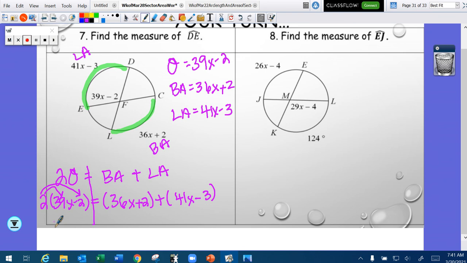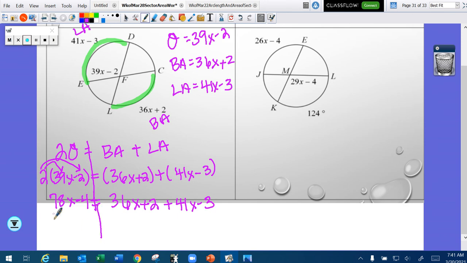So here and here, what is that? 60 plus 18, that's going to be 78x minus 4 equals, there's no number in front here, so 36x plus 2. There's no number in front of here, 41x minus 3. So here, 78x minus 4 equals, go ahead and combine like terms. 36 plus 41 is going to give us 77x minus 1, because plus 2 minus 3 is minus 1.